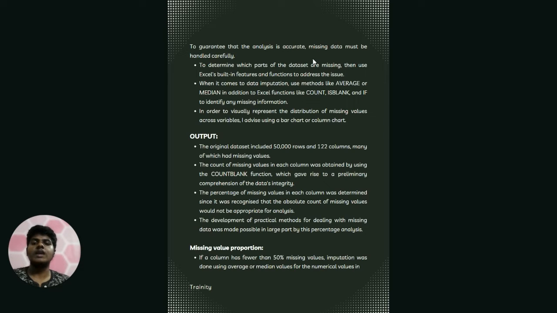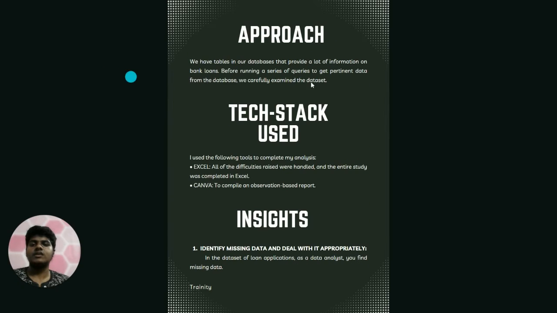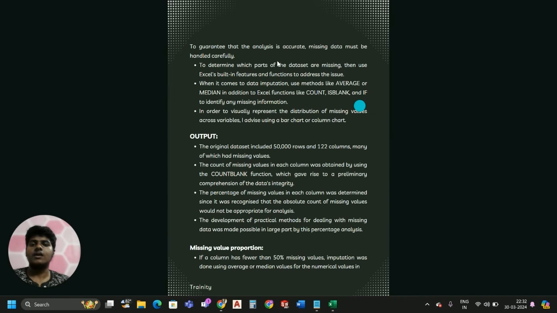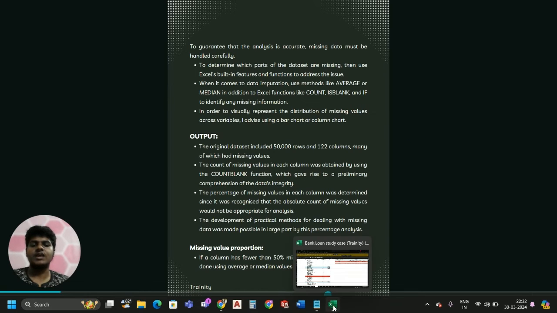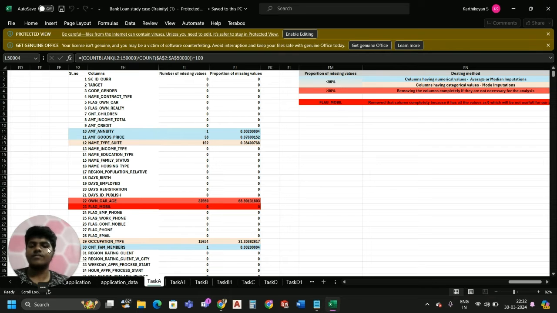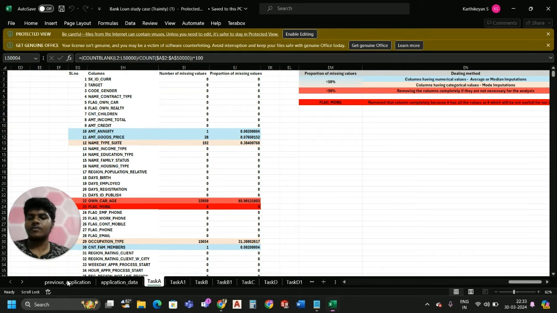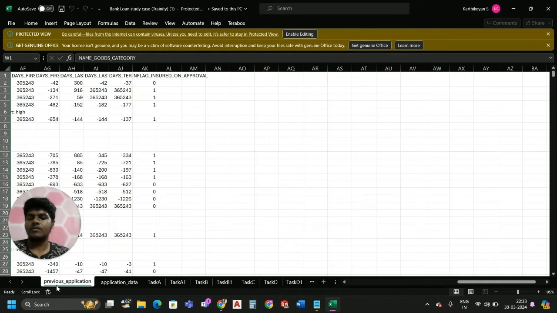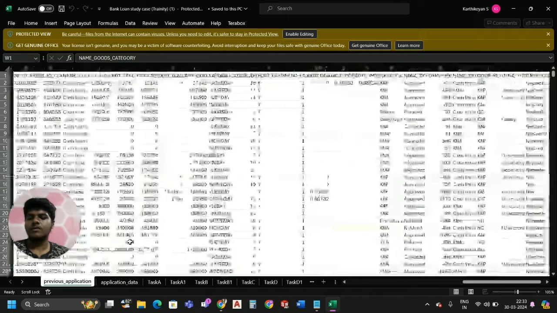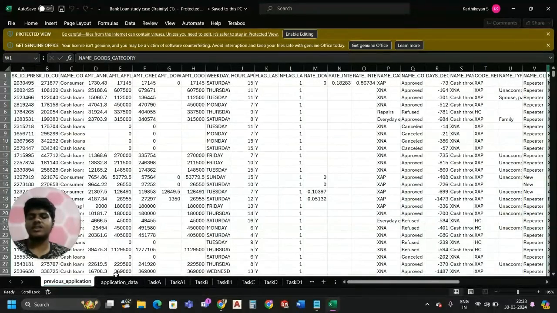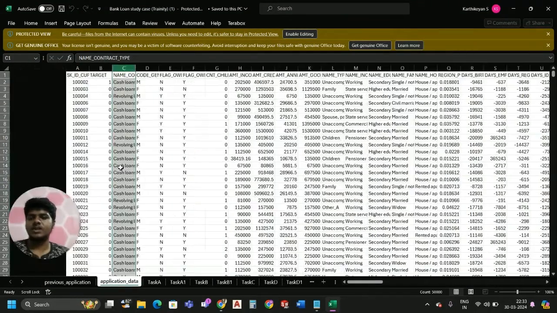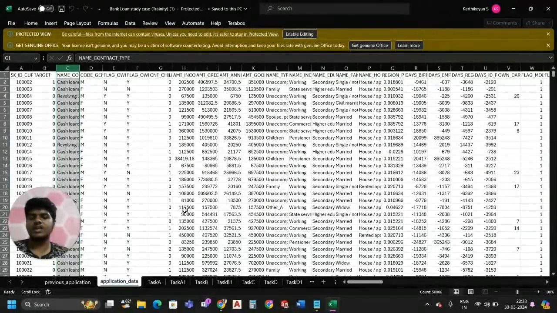I suggest utilizing a bar chart or column chart to visually illustrate the distribution of missing data across variables. Now we can see all the procedures in the Excel sheet. So this is the previous application dataset. This one is the current application dataset. This is the original dataset we are going to perform on.